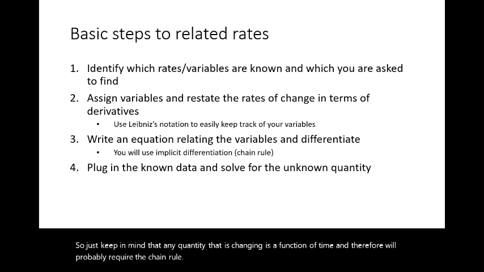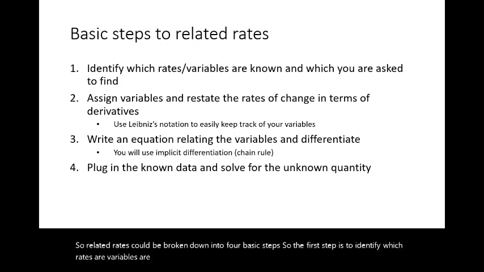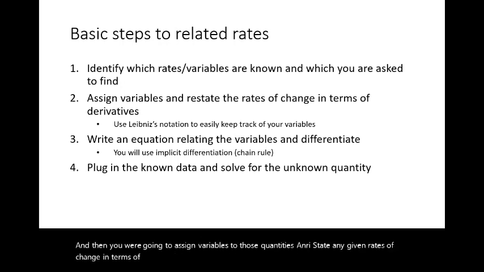So related rates can be broken down into four basic steps. The first step is to identify which rates or variables are known and which you are asked to find. And then you are going to assign variables to those quantities and restate any given rates of change in terms of derivatives. Anything that is changing and you are given a rate of change is a derivative. And please use Leibniz's notation to represent those derivatives so that you can keep track of your variables.